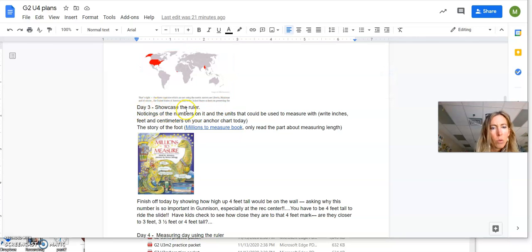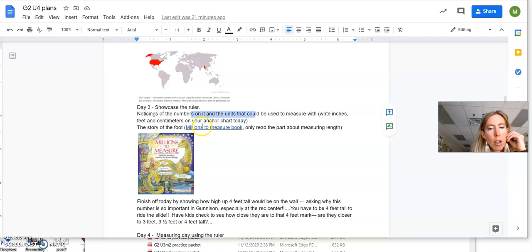For example, day 3, now you're going to showcase the ruler. Now we're just going to look at the ruler. Everyone get a ruler. Let's notice the numbers on it, the units that could be used with it, which is inches, feet, and centimeters, which ones are customary, which ones are not.